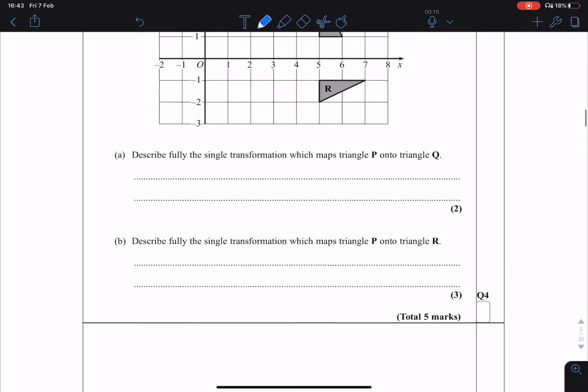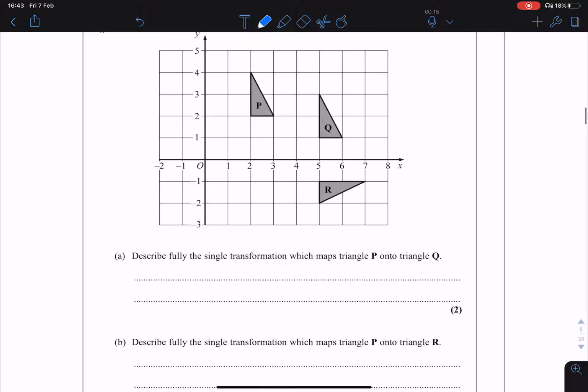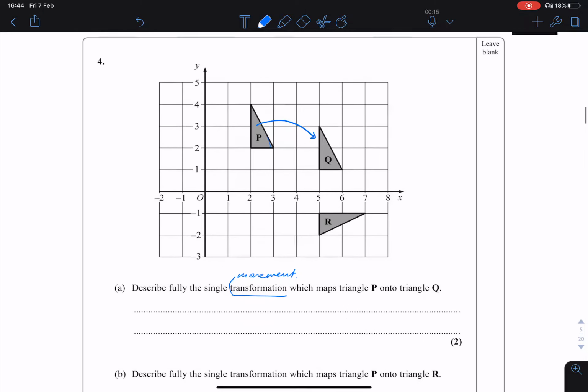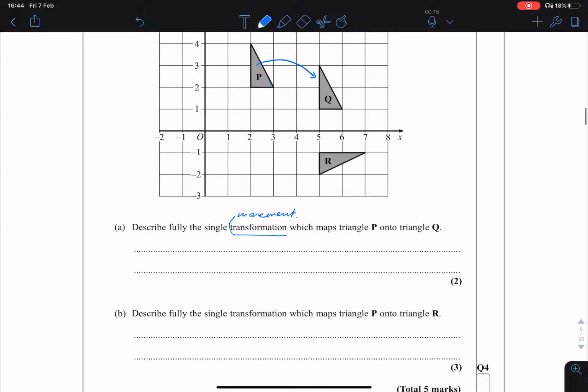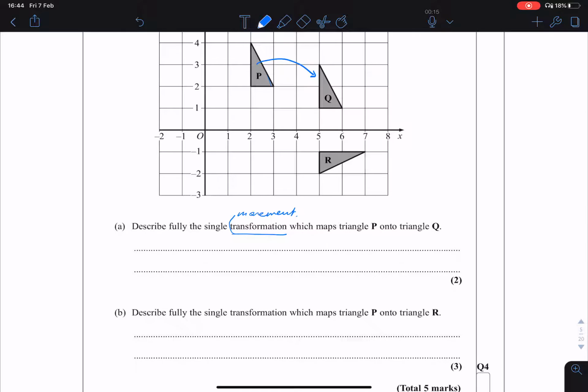All right, next question. It says, describe fully the single transformation which maps P onto Q. So a transformation is essentially just a movement. That's all it is, really. It's some way of getting one shape onto a different shape. So here you can see P is going to Q. It's the same shape. This one's nice and straightforward because it's just moving. It's not rotating. It's not enlarging. It's just moving. So it's actually going that way.